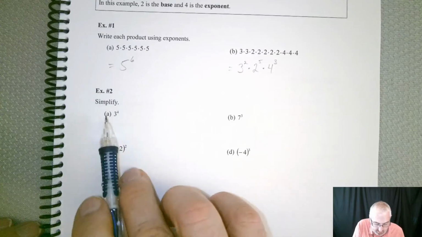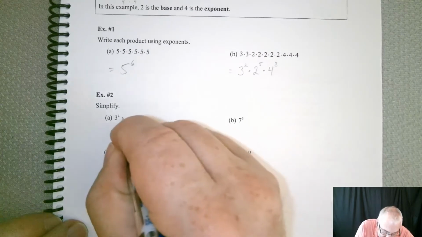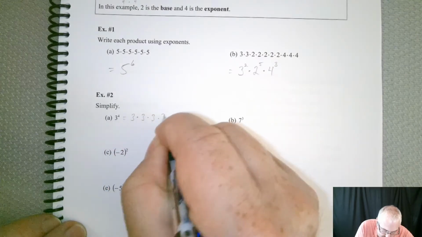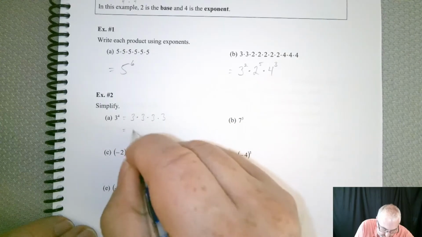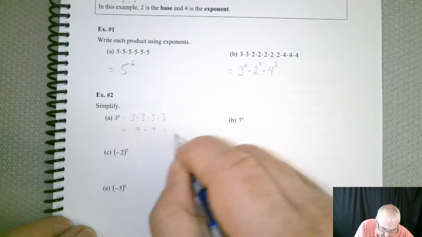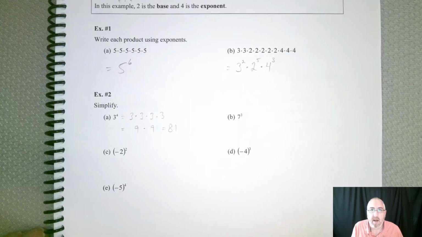If we wanted to simplify 3 to the 4th power, then we can expand it out. We know that this is 3 times 3 times 3 times 3. And then we can break it down. The first 3's will give us a 9. The second 3's will give us another 9. So that gets you to 81. Keep in mind that if you can do some of these steps in your head, great. But if not, writing them out is not a bad thing to do.